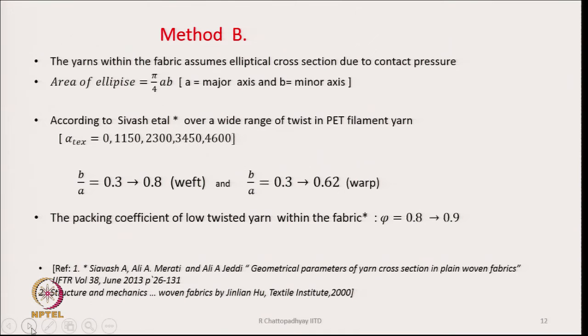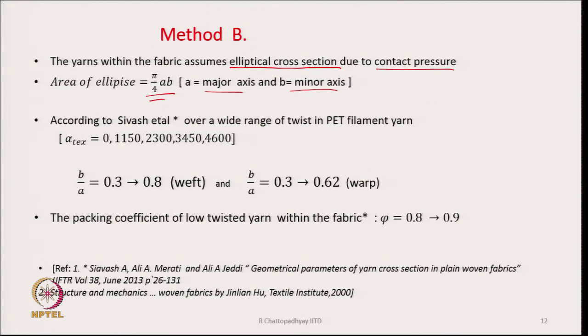The other method of finding out the yarn count is also stated here. Now, we all know this is very common that yarns within the fabric assume elliptical cross sections due to contact pressures. Area of an ellipse is pi by 4 a b, where a is the major axis, b is the minor axis. You all know that. So, we are assuming that each and every yarn is actually elliptical within the fabric.